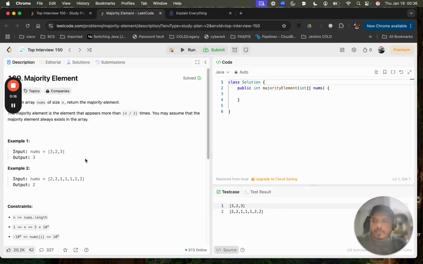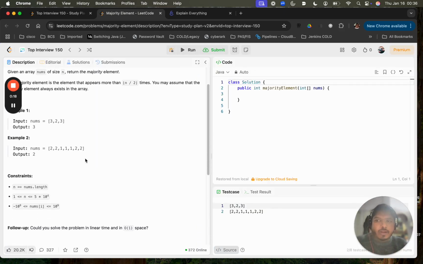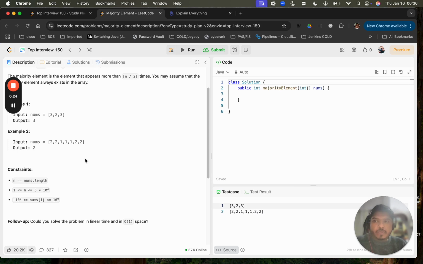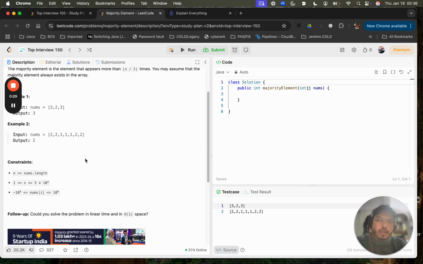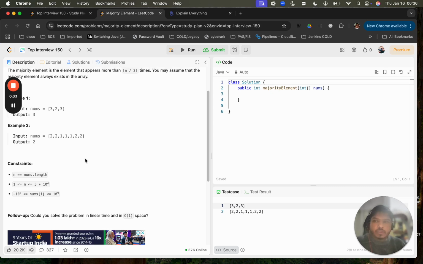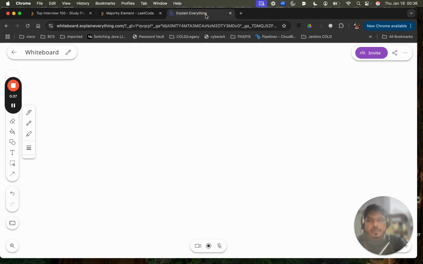Okay, so we are given an array nums of size n and we have to return the majority element. Majority element is the element that appears more than n by 2 times. And you may assume that the majority element always exists in the array. So let's try to understand with this example: 3, 2, 3.